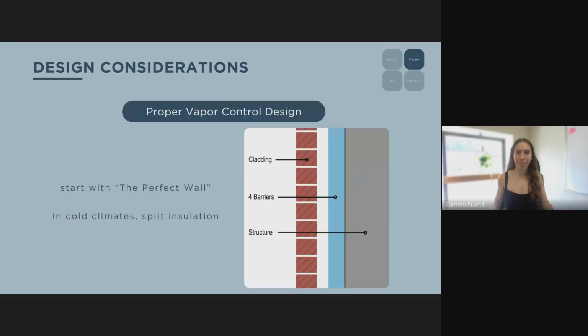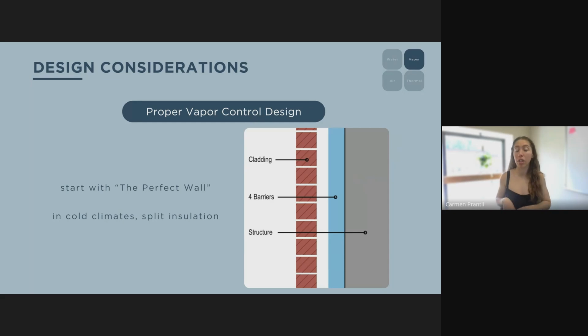So how do we do it right? Well, we can look at something that's been working for centuries, and that's called the perfect wall. Many people have probably heard of this. If you haven't, the idea behind it is essentially that you want your cladding on the exterior, then your four barriers. This is going to be your water, air, vapor, and thermal. Again, maybe not necessarily four unique materials, but four barriers covered. And then you're going to have your structure interior of that. And this works in all climates.